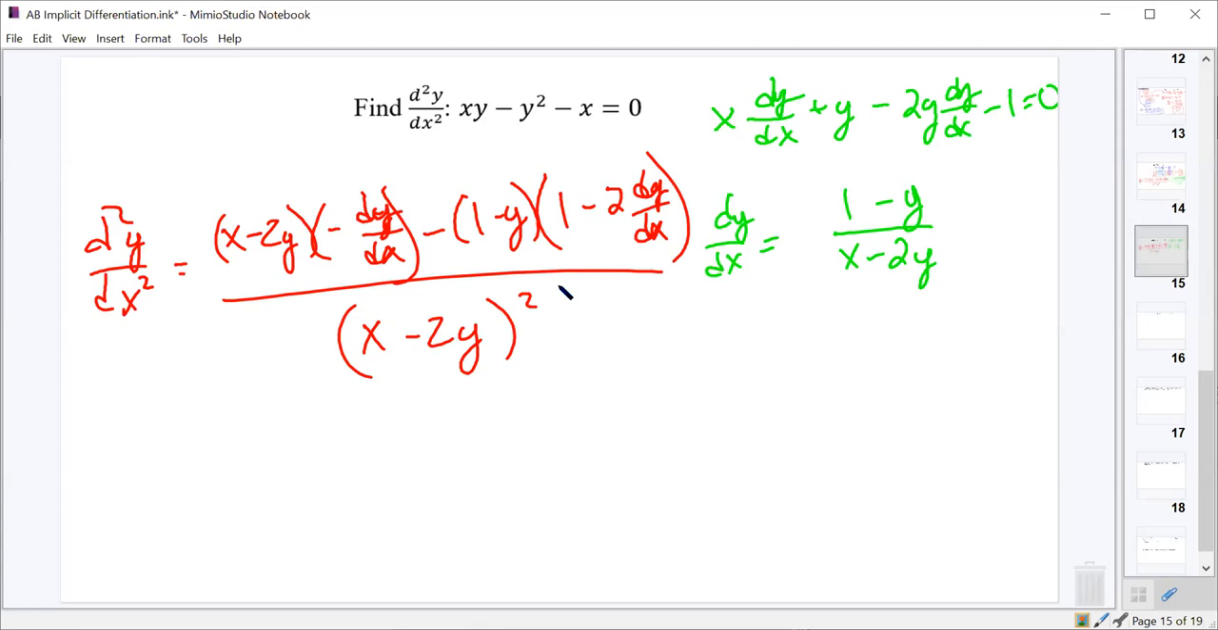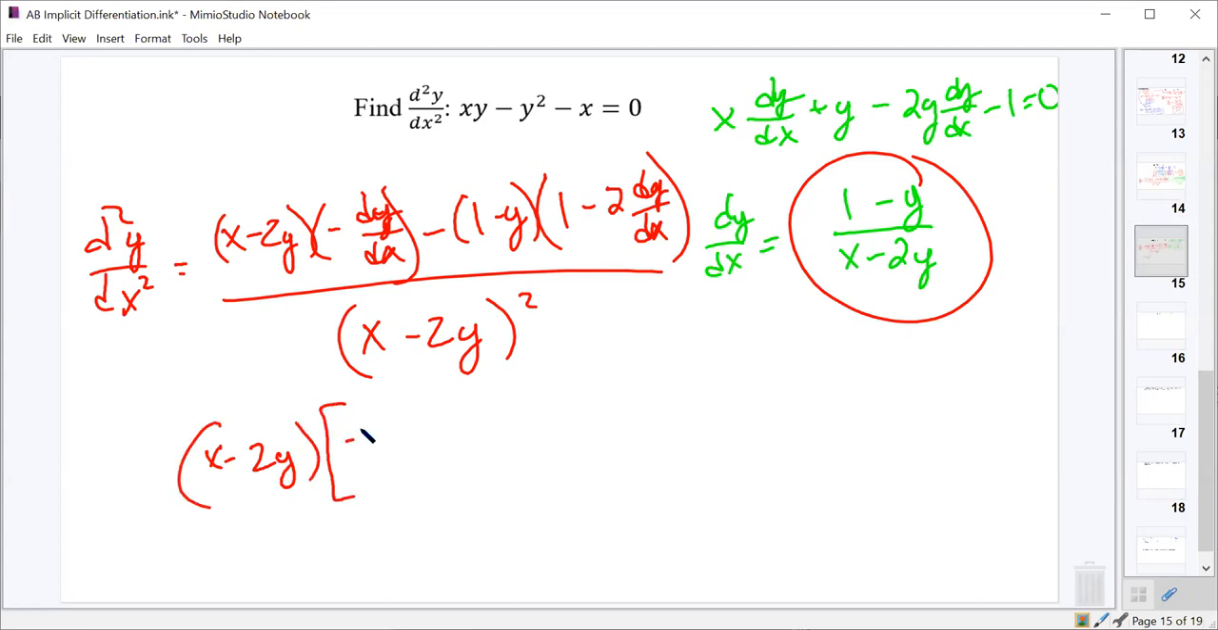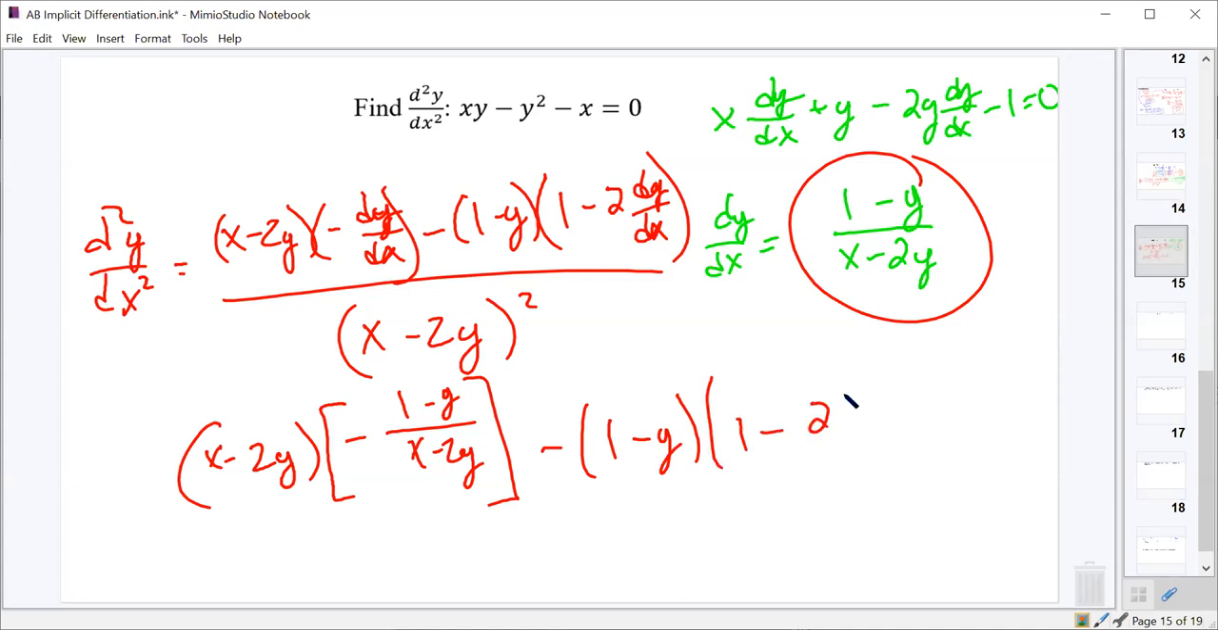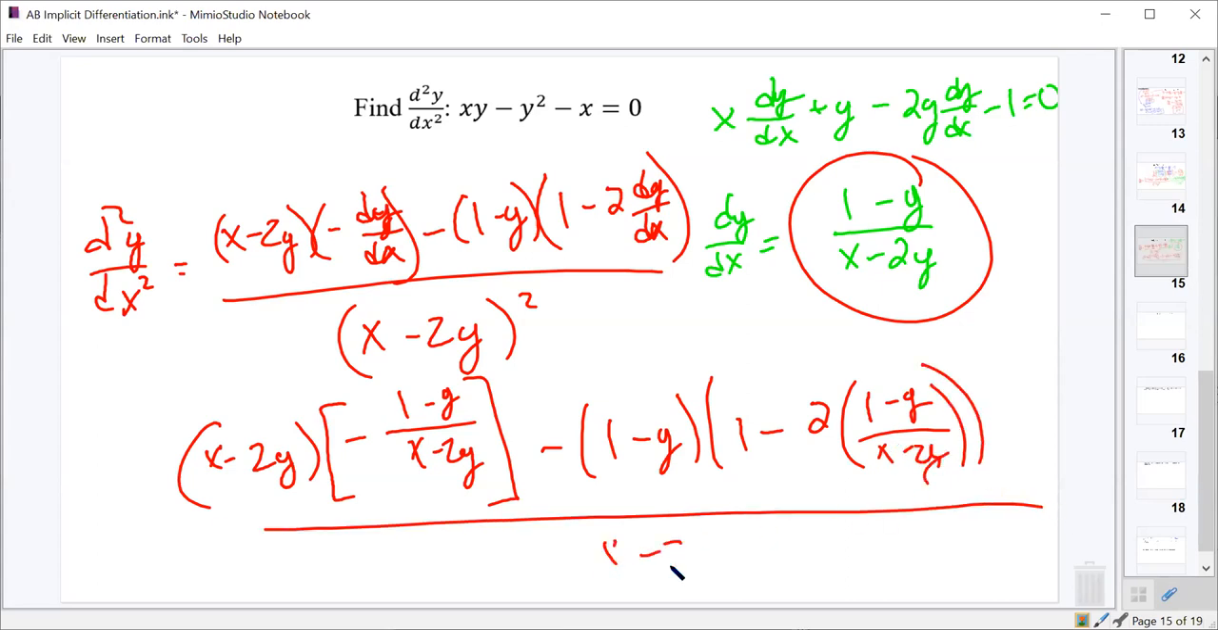And then all we have to do is take our dy dx's and replace them with this 1 minus y over x minus 2y. So x minus 2y times negative 1 minus y over x minus 2y, minus 1 minus y times 1 minus 2 times 1 minus y over x minus 2y, all over x minus 2y squared. Good or no? Will we ever have to simplify the second implicit derivative?